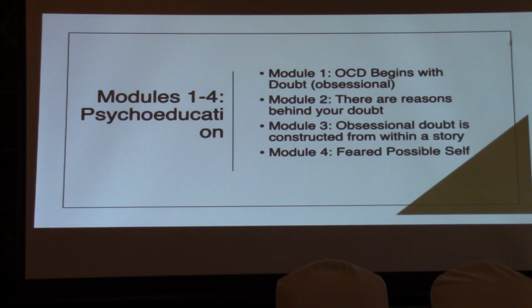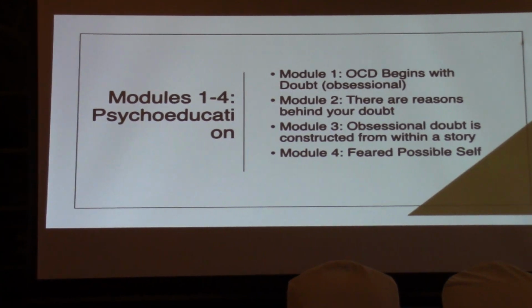Then we go to module 3. We help them understand that none of this exists in a vacuum. Your reasons are not standalone line items on an Excel spreadsheet. They are woven into a narrative, which gives it a reality value. That narrative is what creates the veil of credibility. Trademarked. I came up with it. Module 4, feared possible self. Why this theme and not that theme? Next slide.